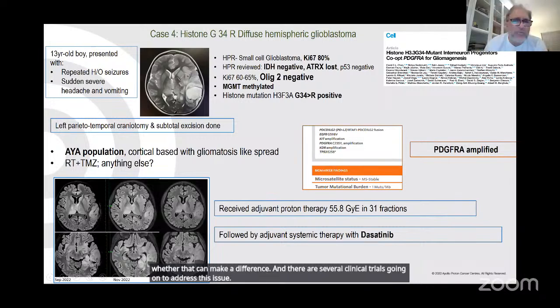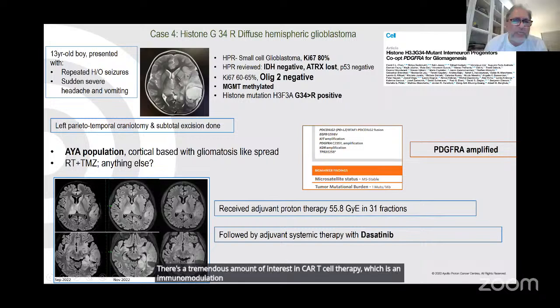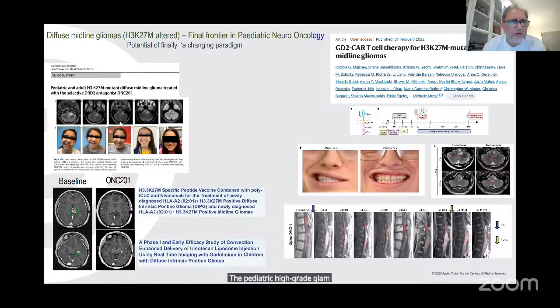The final frontier, of course, as I mentioned, is gliomas against it. There's a tremendous amount of interest in CAR T cell therapy, which is an immunomodulation. And I suspect maybe in the next 5-10 years, we might get a small breakthrough. Otherwise, extremely difficult, challenging tumors where surgery has no role, radiation is largely palliative, and systemic therapy has more or less failed. The pediatric high-grade gliomas are a different kettle of fish.